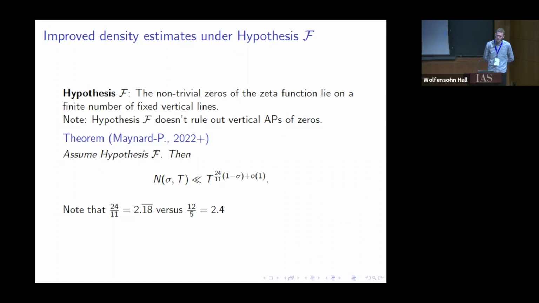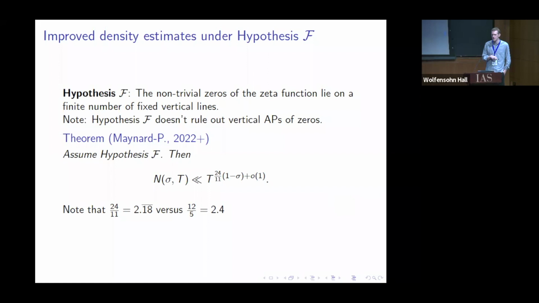And the theorem is that if you assume hypothesis F, then you do get an improvement to these Ingham-Huxley zero density estimates. So before the constant was 12 over 5, which is about 2.4, and we can improve this to something like 24 over 11, which is like 2.18 repeating, okay? So under this hypothesis F, this kind of funny hypothesis about zeros on vertical lines, are there comments, questions? Well, it's approximately 2.4.